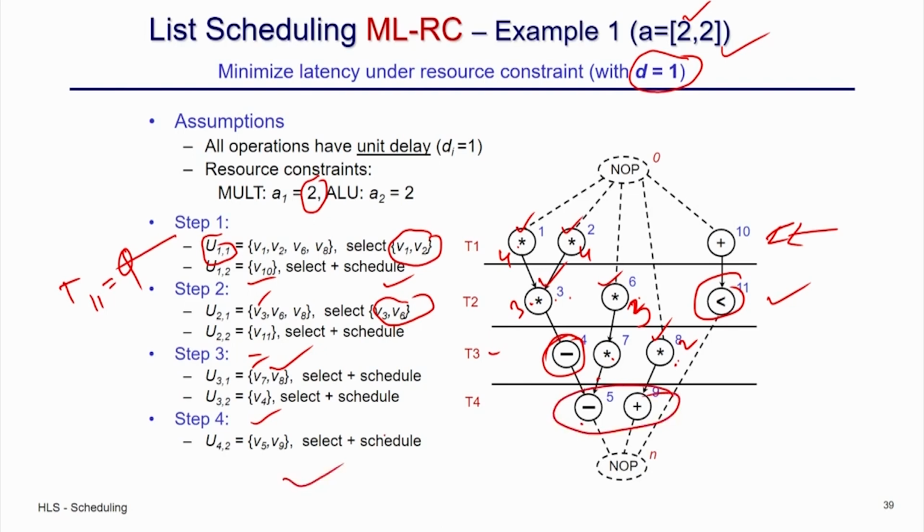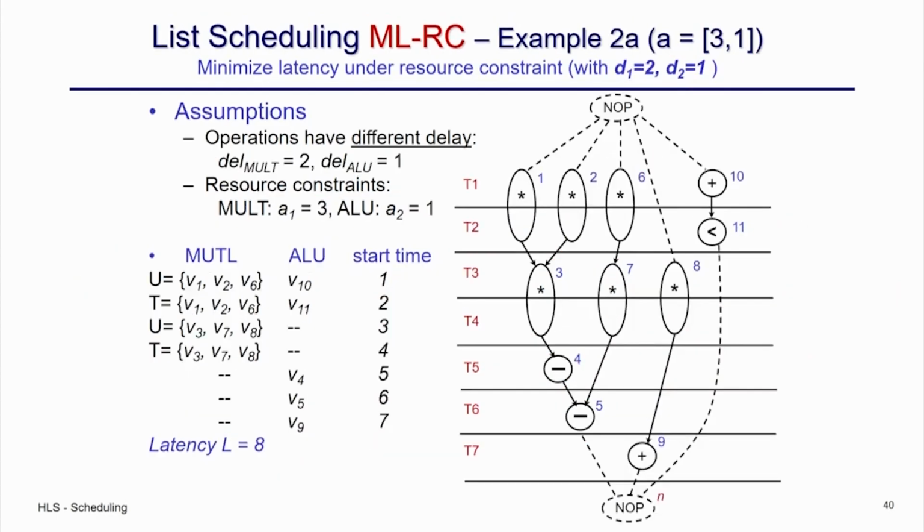So, this is the solution that list scheduling gives you, and you can understand this is also the optimal solution, because I am using 2 multipliers and 2 adders, which is also given by list scheduling. Now, I will consider a different variation of this.